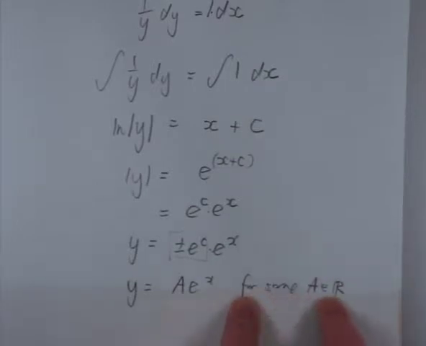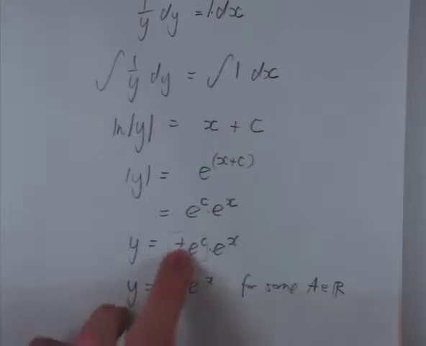Probably don't need to write this bit, but as a mathematician, I can't help it. So all of that plus or minus e to the c, that's a. And I don't actually care what c is, because I can figure out what a is from the initial conditions. That's the solution to that.